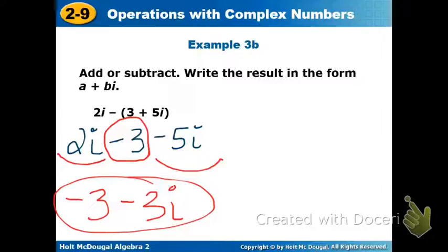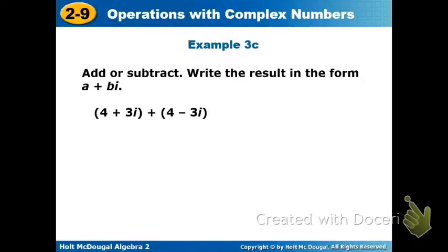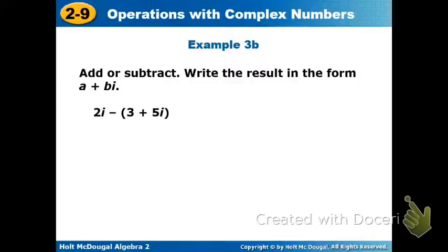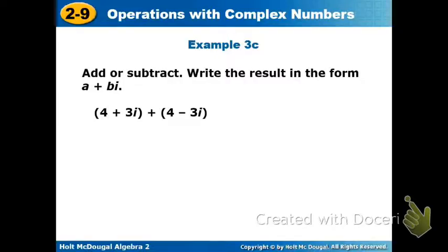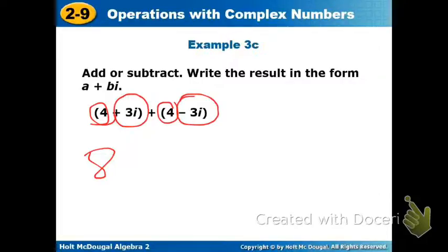So as long as you remember that with negatives, you've got to change all the signs of the stuff following parentheses, then you'll be okay. Okay, so this one, we have the real parts of 4 and 4. So that's 8. And then notice that you have a 3i and a negative 3i. Well, 3 minus 3 is 0. So the i part disappears, leaving you for your answer of 8.